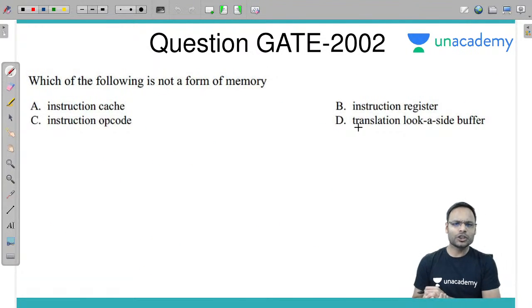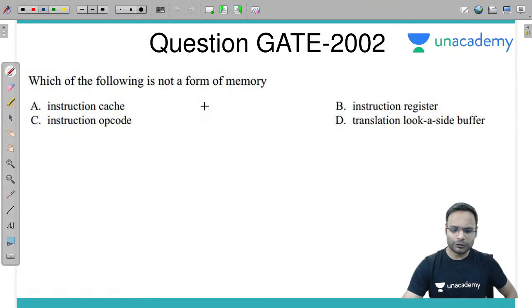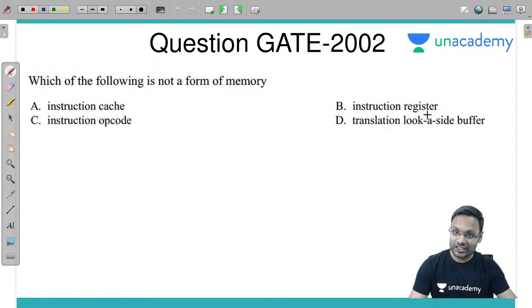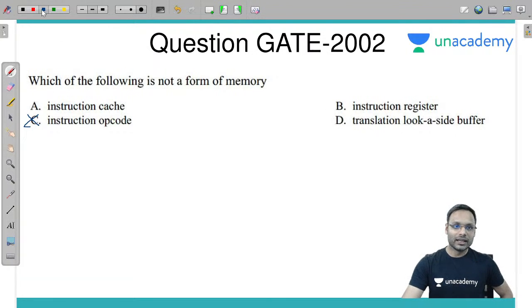Let's go to another question, very easy. Which of the following is not a form of memory? Instruction cache is a form of memory. Instruction register, yes, it's a form of memory. Instruction opcode is not a memory. Translation lookaside buffer, TLB, of course it's a memory. So C is the correct answer. C is not a form of memory. Instruction opcode is not a memory.